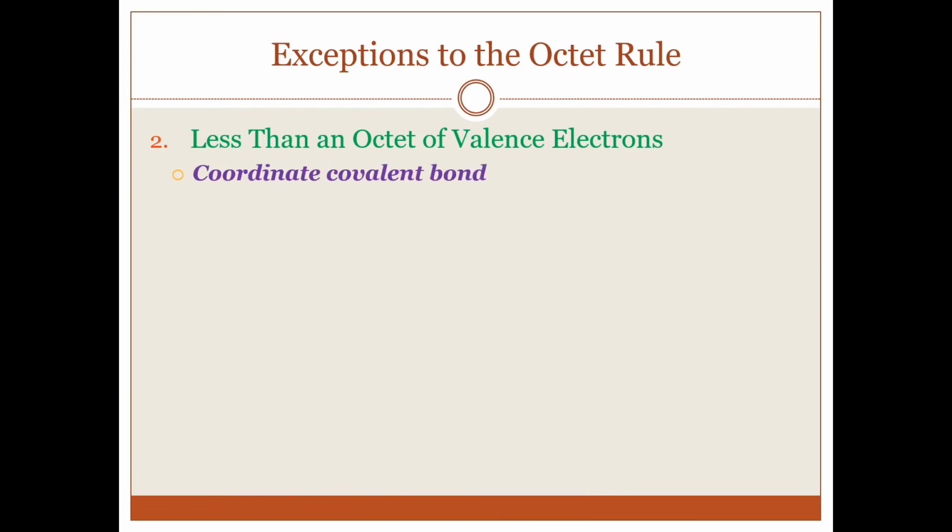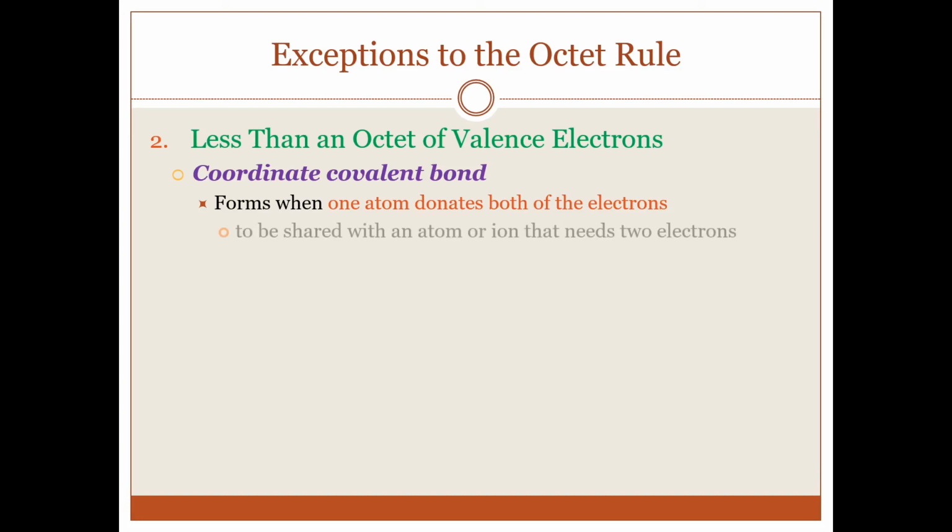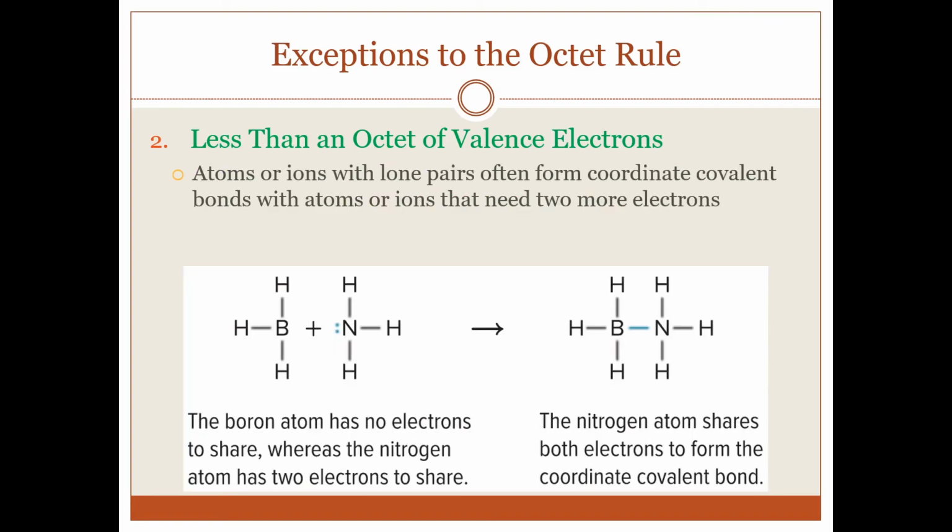Coordinate covalent bond. A coordinate covalent bond is going to form when one atom donates 2 of its electrons to another atom that needs 2 electrons. So for example, we have here BH3 and NH3. The nitrogen of NH3 is going to donate both of those electrons to form a coordinate covalent bond.